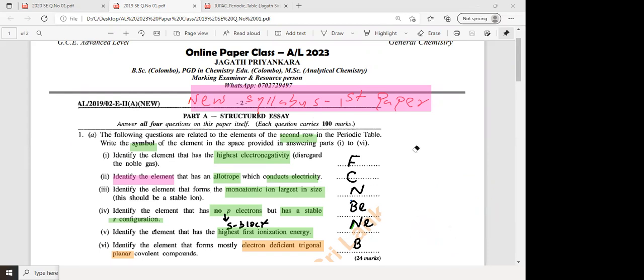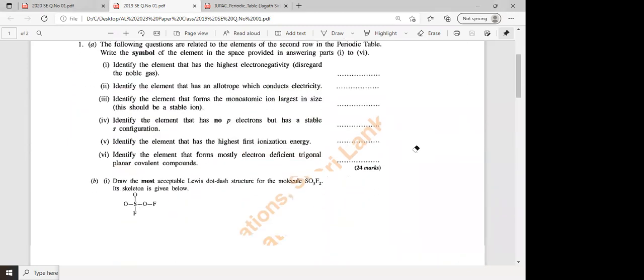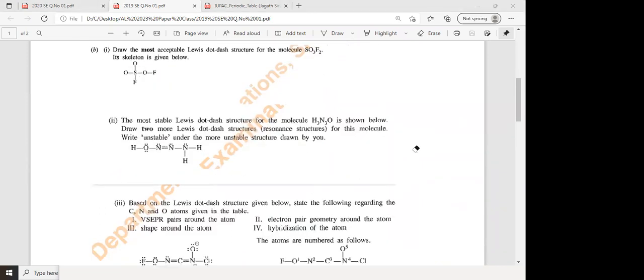Then next part. I'll erase the screen. Part B. Draw the most acceptable dot dash structure. Actually, dot dash structures are also sometimes called Lewis structures. Lewis dot dash structures, because the Lewis dot diagram also exists. Lewis dot dash means Lewis structures, in other words. SO3F2, they have given the skeleton also. So when the skeleton is given, you can't change it. Remember that also. Throughout all the parts, you have to continue the same thing. Most acceptable one.